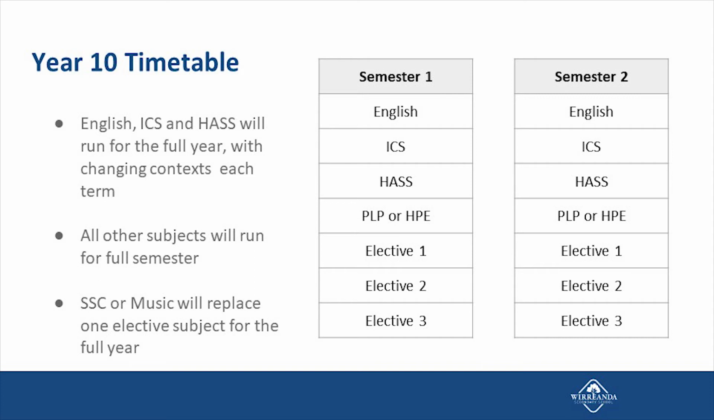The HAS class will be a semester-long class. Apart from that, in either semester 1 or semester 2, you'll have either PLP or HPE as your compulsory. So if you don't do PLP in semester 1, then you'll do it in semester 2 and vice versa with HPE. And then there's that opportunity for 3 elective subjects where your passions really lie, unless they're always in science and maths, like I hope they are. If you are a student that does SSC or music, that will replace one of the elective subjects for the full year, so then you'll just choose 2 other elective subjects to do.